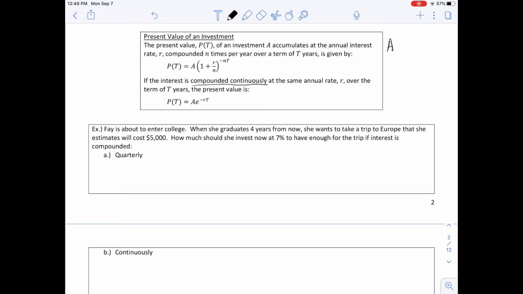So A, the capital A that we have in there, is how much you will need after time, and we use a capital T.